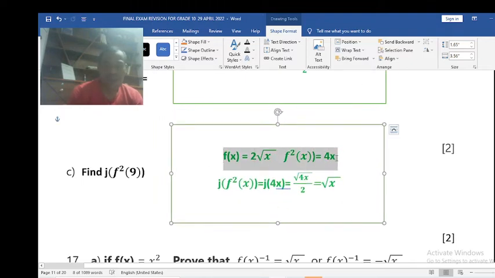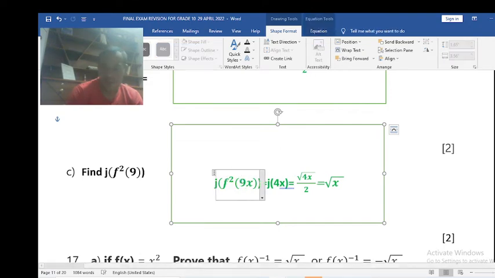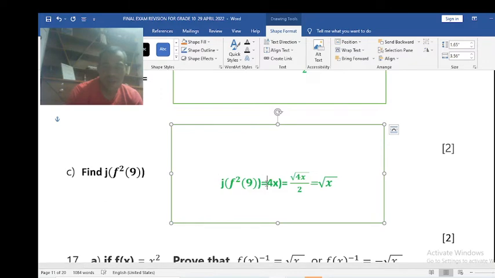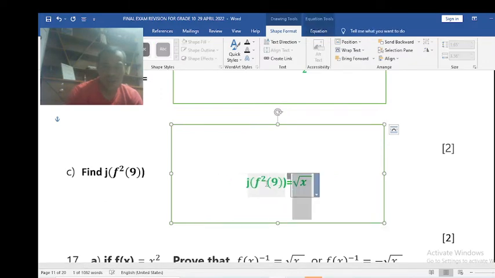So there is this one, then g squared of 9 is equal to, let's say, the last answer that I found before. It will be here 9, which is equal to 3. So this one is equal to 3. Clear?